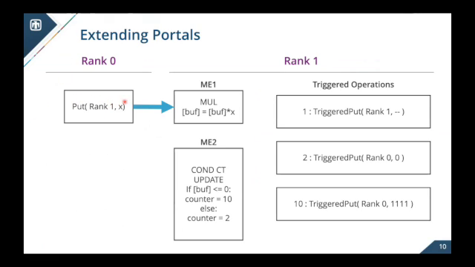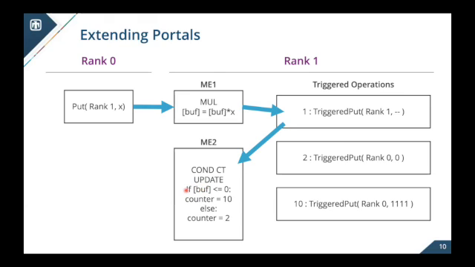Rank 0 puts to rank 1 the value x. Let's say it matches against the matching element 1. That element specifies a multiplication operator using an ME specified operation, which multiplies the contents of the buffer by the incoming value x and places that in the buffer. That increments the counter, which then triggers this triggered put, which has a threshold of 1. It basically just sends a put back to itself. It doesn't matter what the payload is. It'll be empty. That then matches ME2, which then executes this conditional counter update.